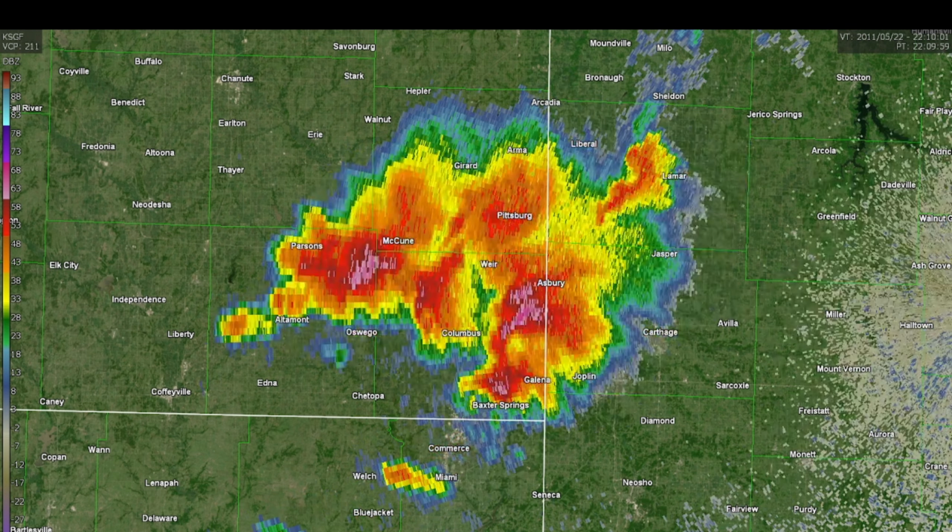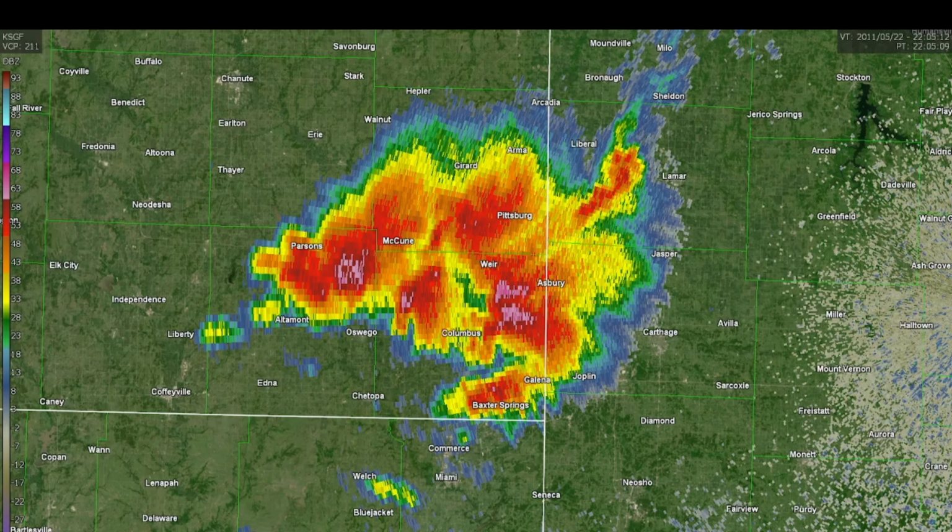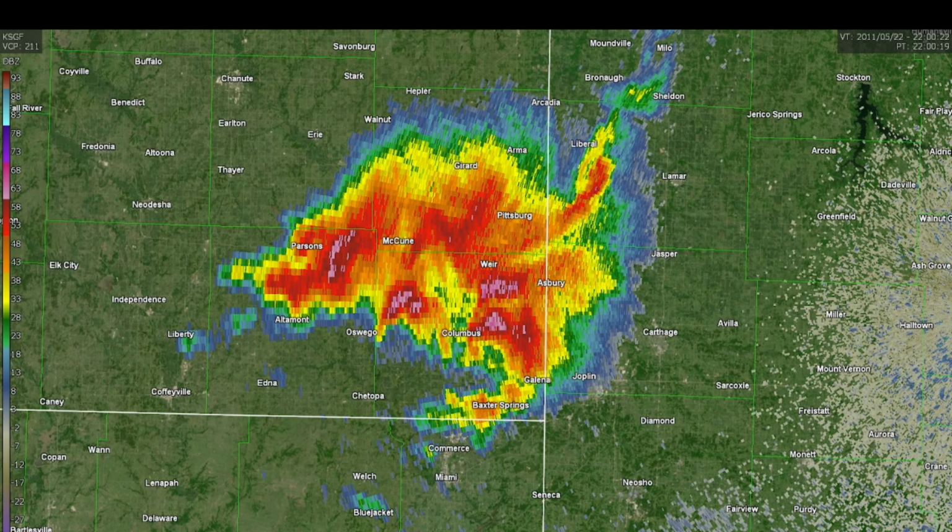It is also important to note that not all mergers are favorable. There is a reason why you do not see tornadoes this strong happen all the time. For a merger to be favorable, it has to occur at the perfect spot. What do I mean by this?